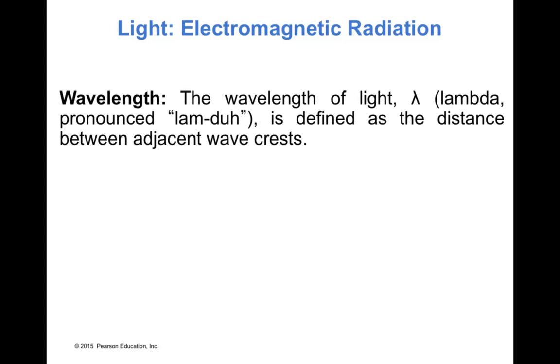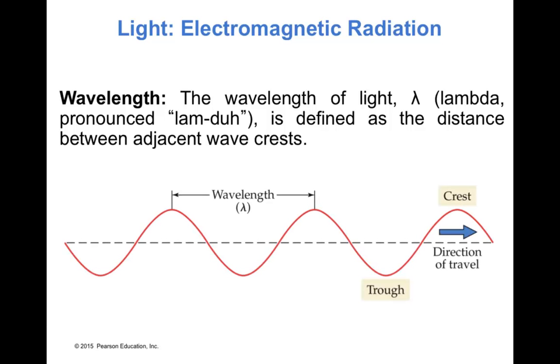So let's talk about some characteristics of light. First of all, the wavelength. The wavelength of light, also known as lambda, which is the symbol for wavelength, is defined as the distance between adjacent wave crests.